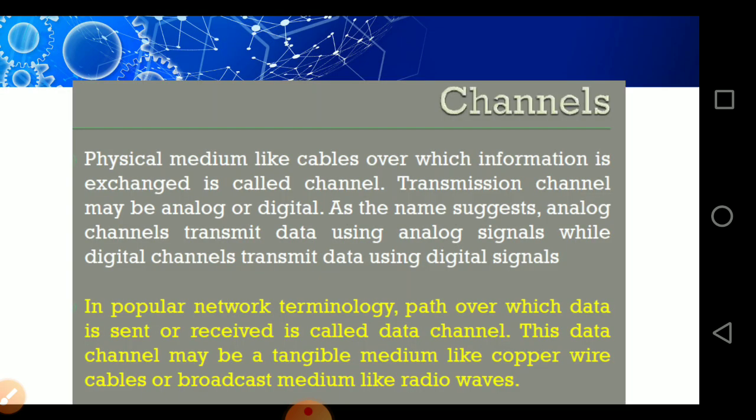So, what do you mean by channels? Channels are physical media like cables over which the information is exchanged between the sender and the receiver. When the transmission channel transmits analog signals, it is known as an analog channel, or if it transmits digital signals, it is known as a digital channel. In normal network terminology, the path over which the data is sent or received is known as the data channel. This data channel may be a tangible medium like copper wire cables or a broadcast medium like radio waves.